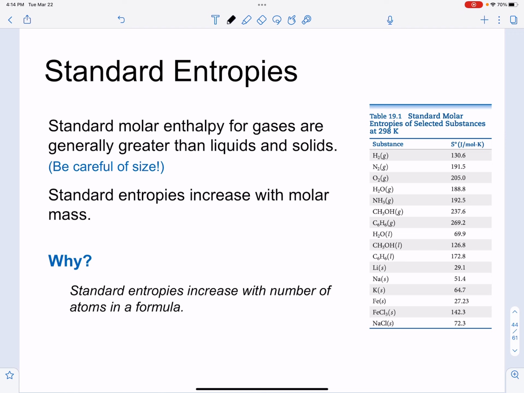So going back to standard entropy, we can calculate that using the appendix in the book, that gives you the standard molar entropies that have been calculated or found by experimentation. So we can use those to calculate the entropy of a given chemical equation.